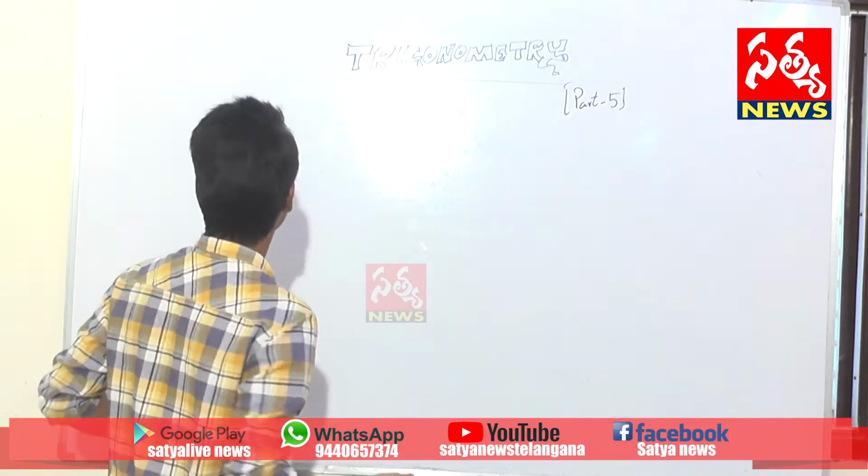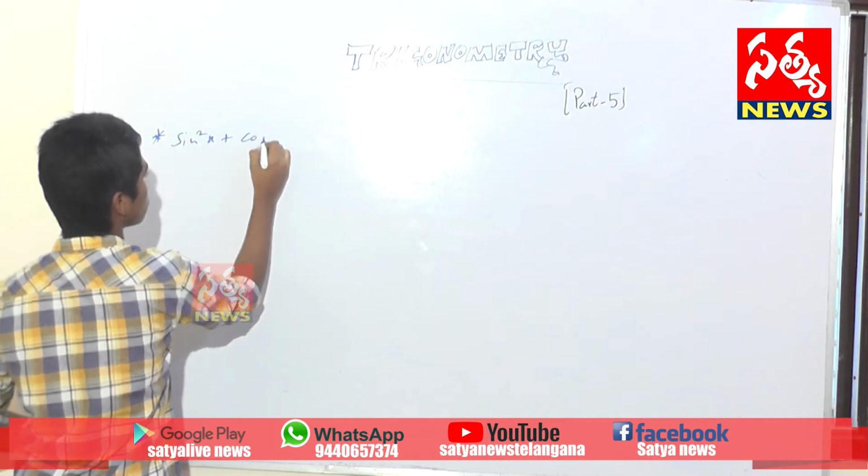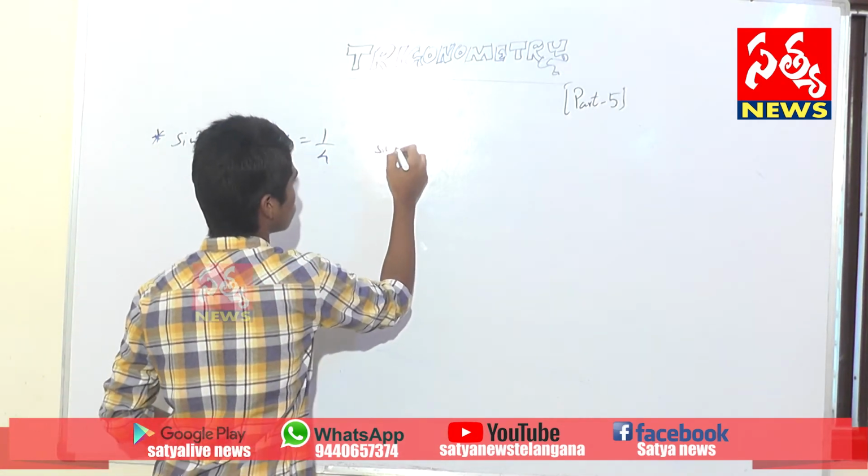The next question. Simplify: sin square x plus cos 2x is equal to 1 by 4.